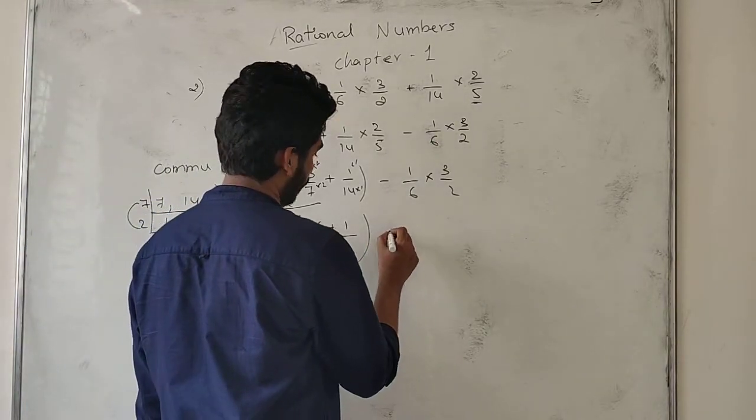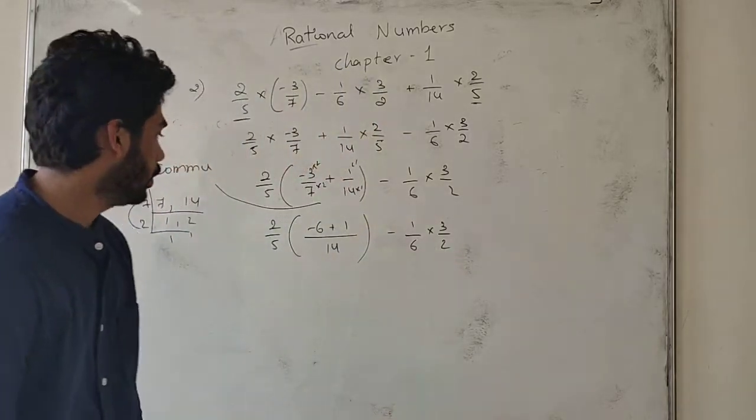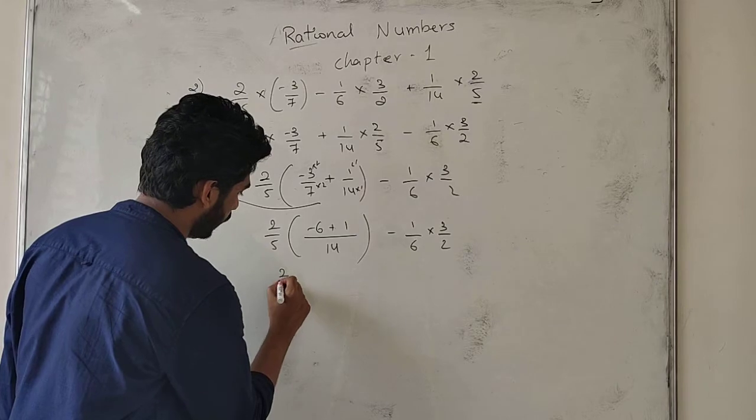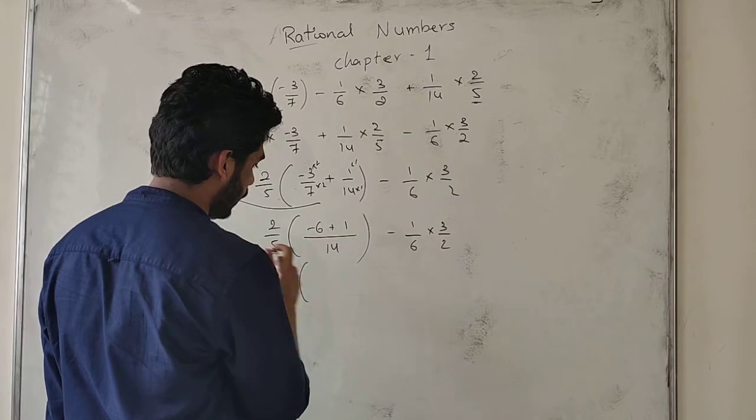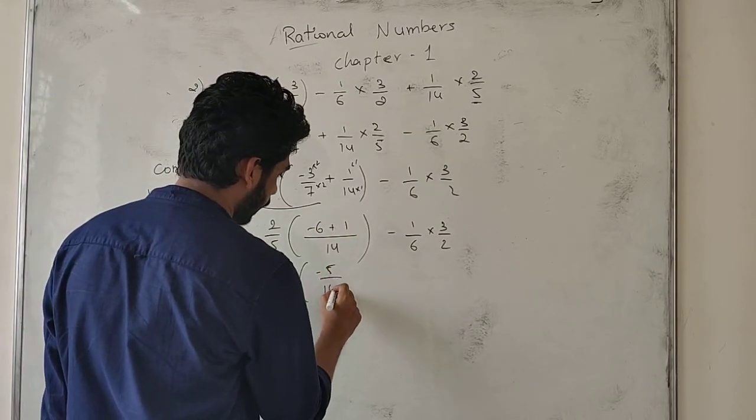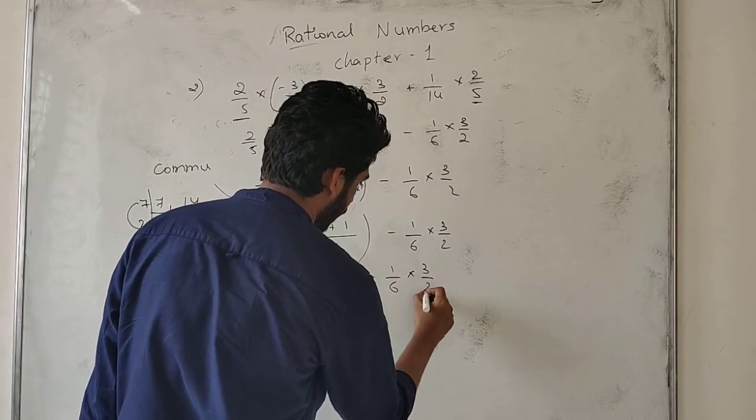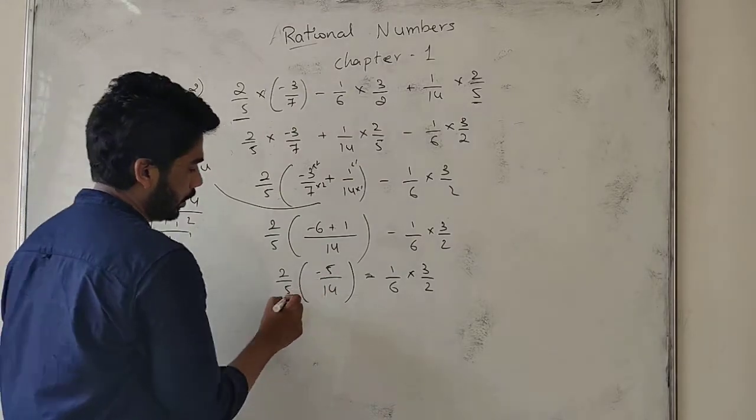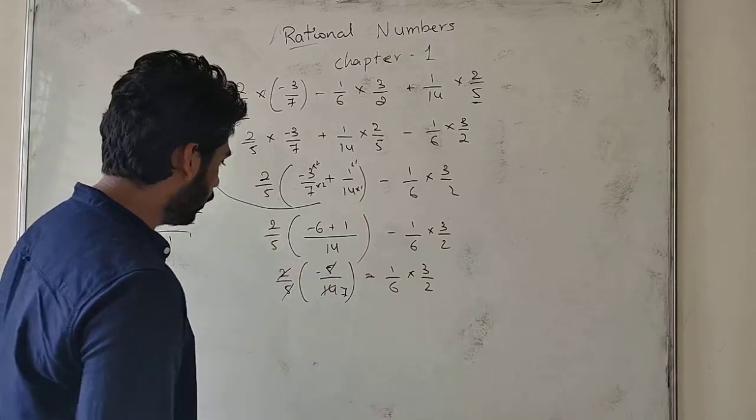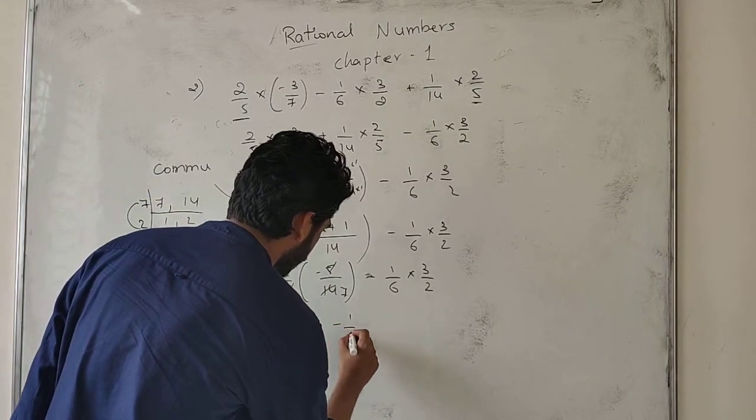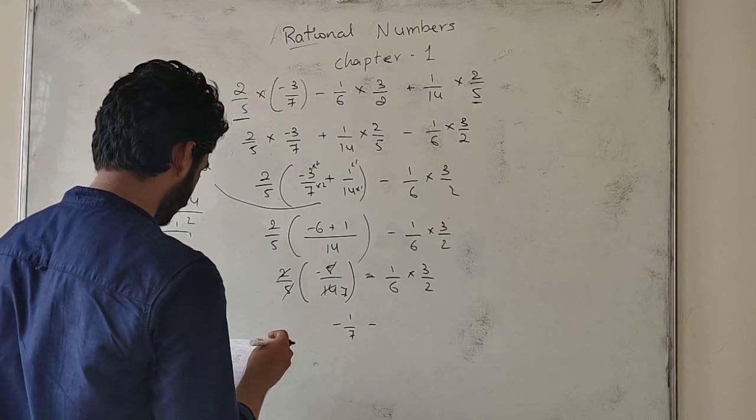Okay. Next one, minus 1 by 6 into 3 by 2, write as it is. Next, if we solve this, what will we get? 2 by 5 into minus 6 plus 1, which is minus 5 by 14. Okay, minus 1 by 6 into 3 by 2. Now it is the division method. 5 ones are 5, 5 twos are 10, 2 sevens are 14. So here what will we get? Minus 1 by 7.